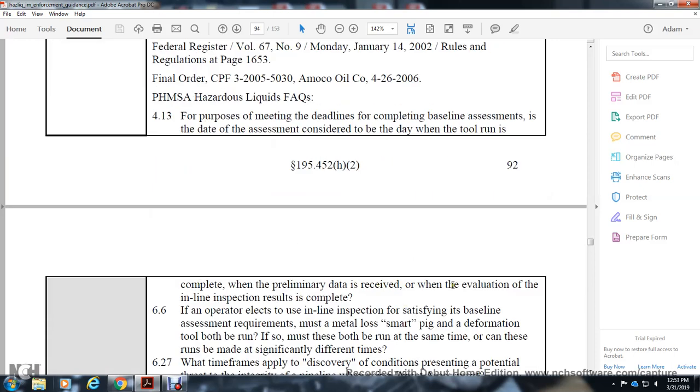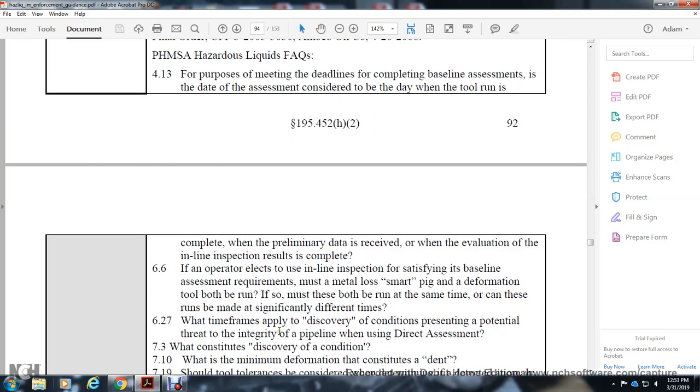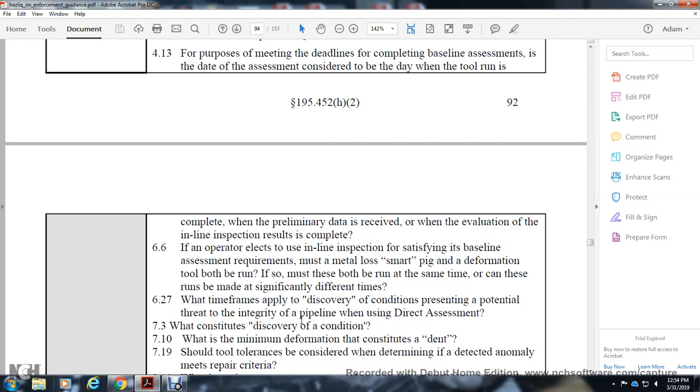With the preliminary data receipt, the evaluation of the inline inspection result is incomplete. For the inline inspection of the baseline requirement, for the smart pig, the tool mentioned below must be run at the same time again. These runs should be significantly determined in time. What time frame applies for the discovery of conditions that have a potential threat to the integrity of the pipeline, as addressed in assessment 7-3? What counts for the discovery of conditions, 7-10, with the minimum depth information for the counts, 7-19?